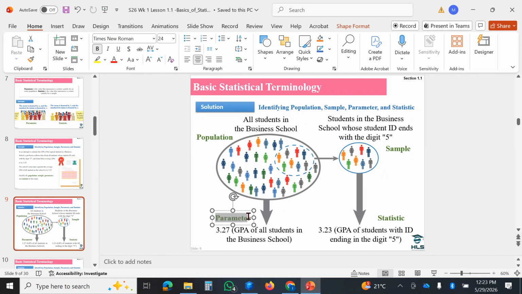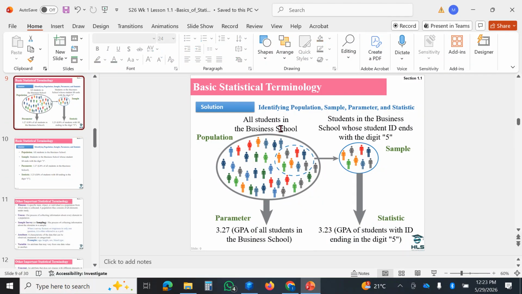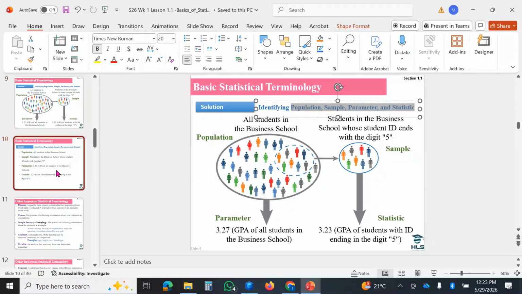The parameter, again, that deals with the population, and that was given there by the dean's office. The dean's office gave the GPA of all students in business school as 3.27. But the GPA of the students with ID ending with a digit 5 was 3.23. So there are your 4 aspects that we were looking at: 1, 2, 3, and 4. Good. Moving on.